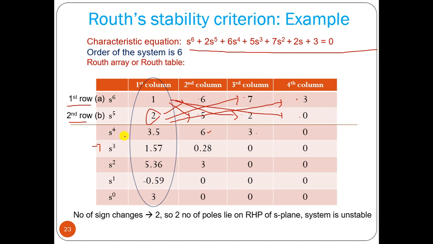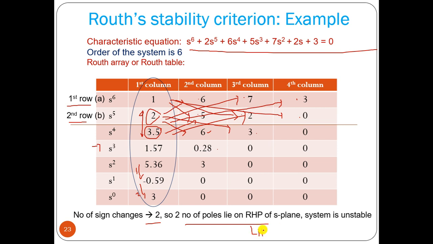Next we can find out the next value taking the previous two rows into consideration. So 3.5 into 5 minus 6 into 12 divided by 3.5, this is the value. Similarly 3.5 into 2 minus 2 into 3 divided by 3.5, we get the next value. So that way we can solve to get all the coefficient values. Then we can see there is a plus 2 minus 1 sign change, minus 2 plus second sign change. So we have two poles on the right half plane.